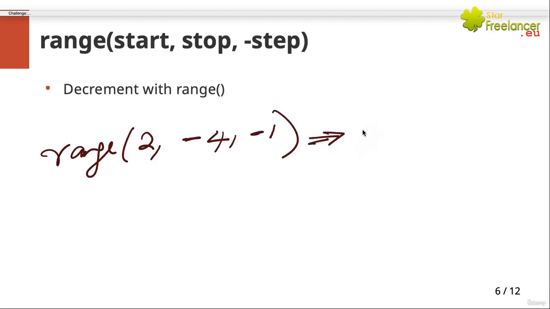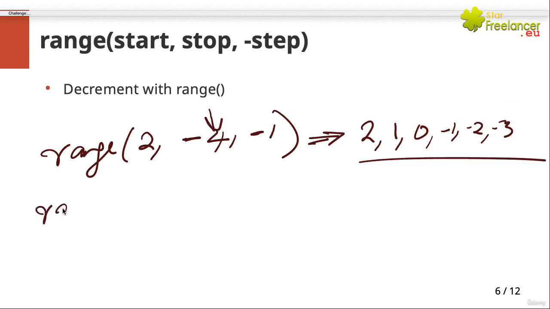For instance, this will give us this. The solution for this is you start from 2, remove -1. You have 1. Remove -1, you have 0. Remove -1, you have -1. Remove -1, you have -2. Remove -1, you have -3. If you remove -1 again, we have -4. But we don't want to get to this place because it's the stop point.